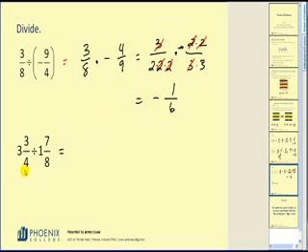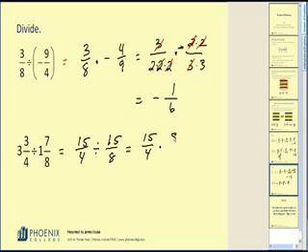Our last example introduces a mixed number. There's nothing special about this mixed number. The first thing we're going to do is convert it to an improper fraction. So 4 times 3 plus 3, 15/4, divided by 15/8. Converting this to a multiplication problem, 15/4 times 8/15.